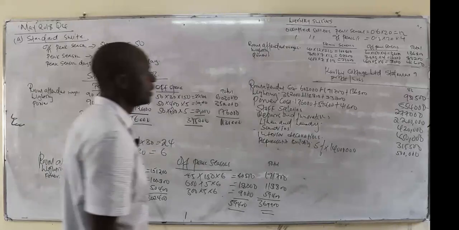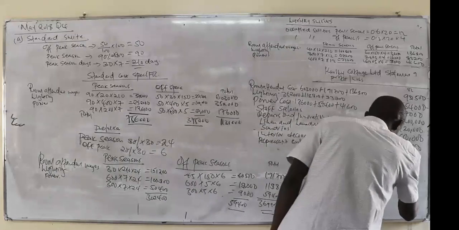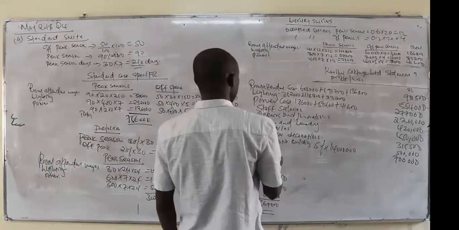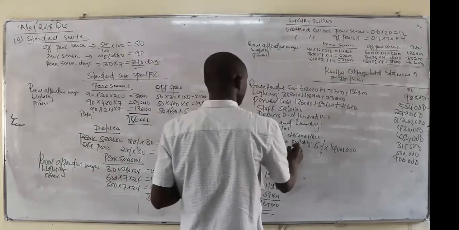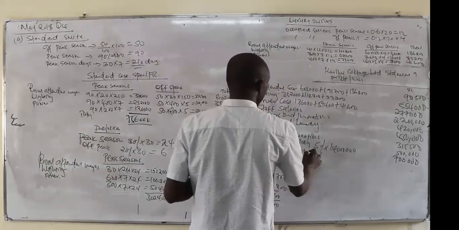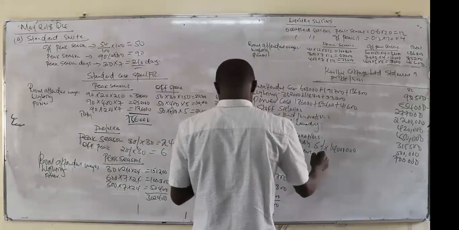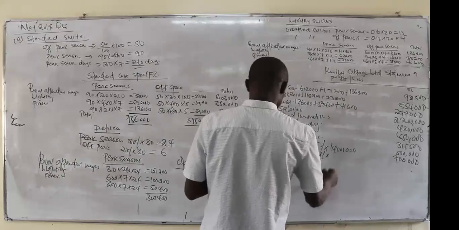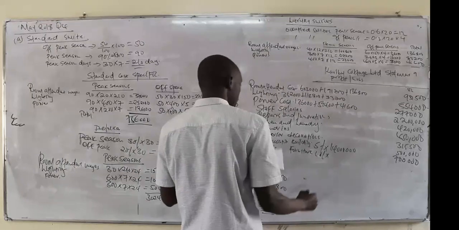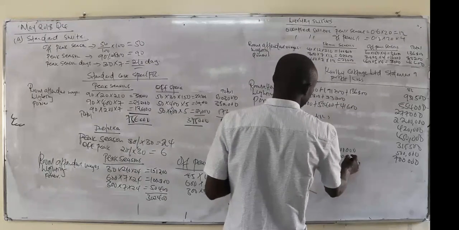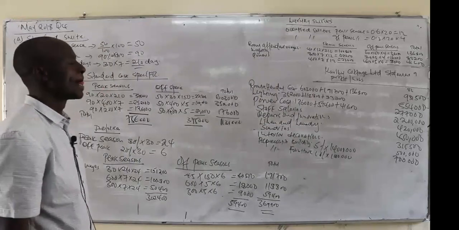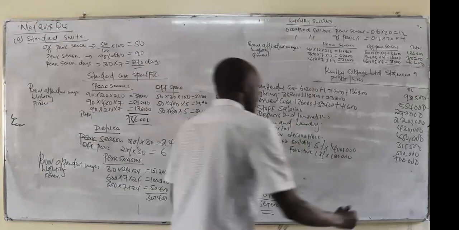700. So this one will be 700,000. And then we have depreciation, furniture, which is how much? 10% of 1 million. So that one will give you how much? So that one will give you 100,000.